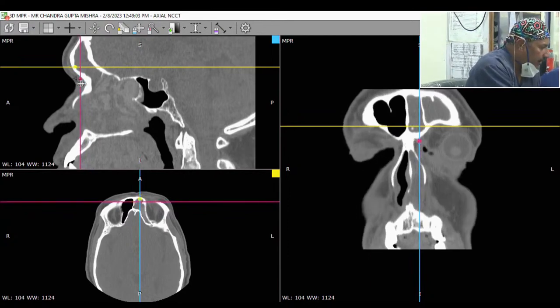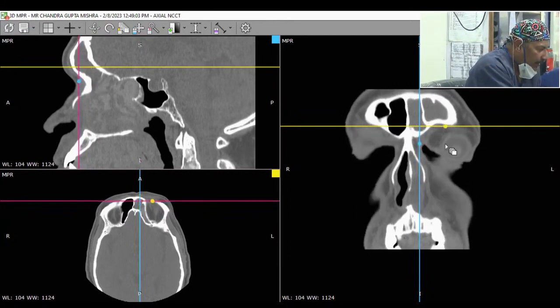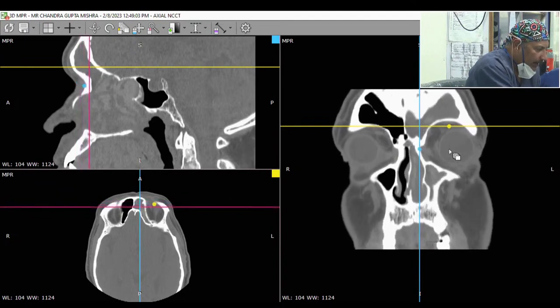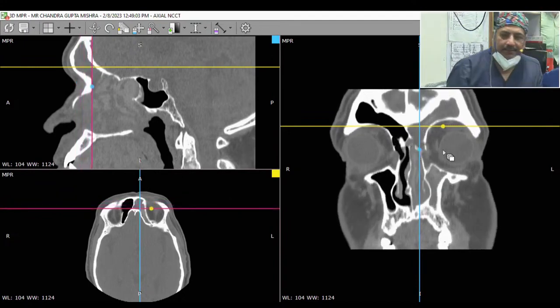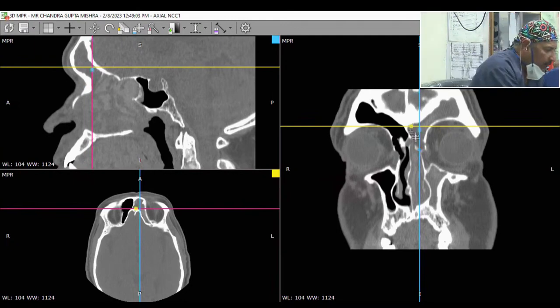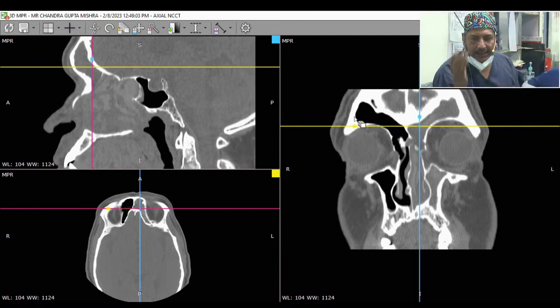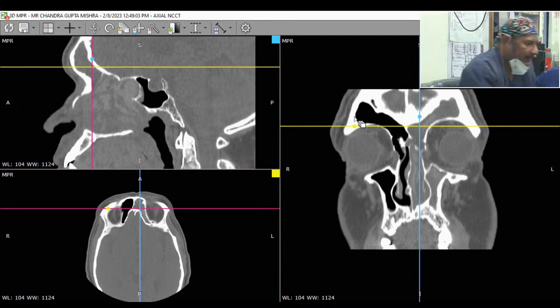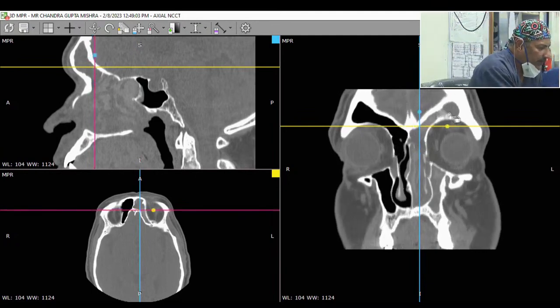Now, see, my frontal sinus was until here. See the beak. As I go behind, now the frontal sinus ends. Now, this pneumatization is going above the orbit, bilaterally going above the orbit, behind the frontal sinus. Now the frontal sinus has ended. Behind the frontal sinus, this is supraorbital pneumatization.